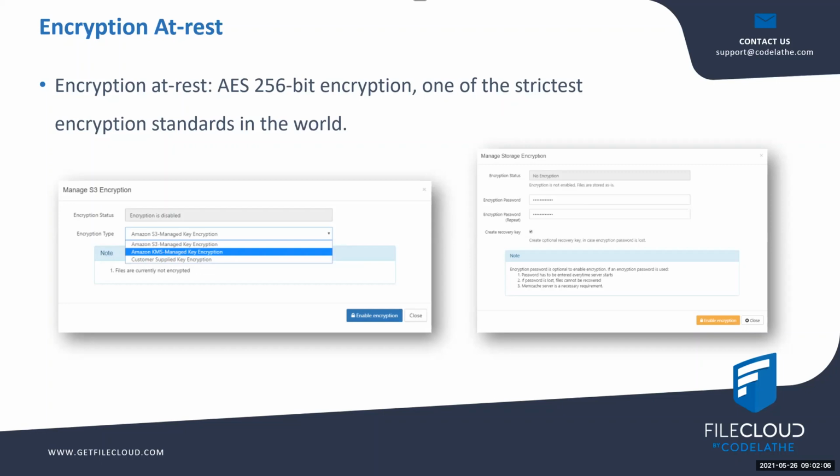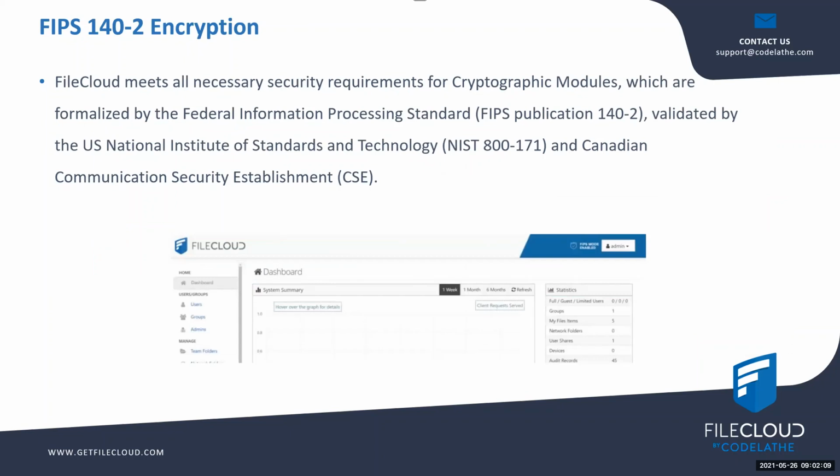Within our encryption at rest, we also support FIPS 140-2. FileCloud meets all the necessary security requirements for cryptographic modules, which are formalized by the Federal Information Processing Standard, or FIPS, in their publication 140-2, which is validated by the U.S. National Institute of Standards and Technology, NIST, and the Canadian Communication Security Establishment, CSE. As you can see, once you enable FIPS 140-2 encryption in FileCloud, you're going to see a banner on top showing you that FIPS mode is enabled.